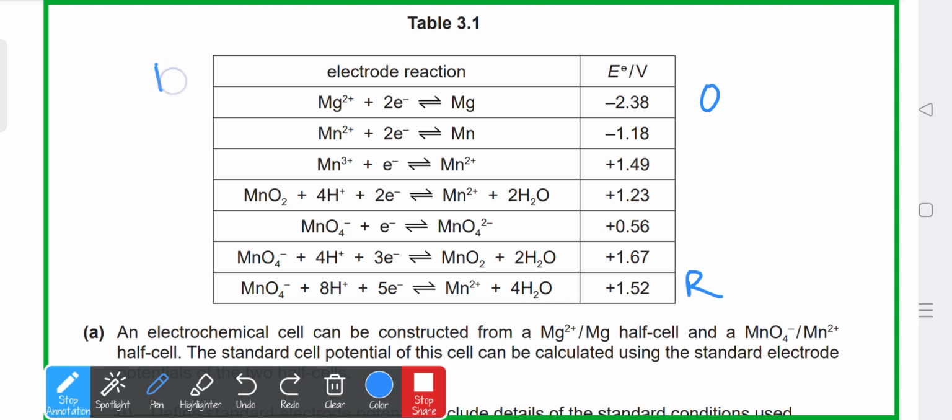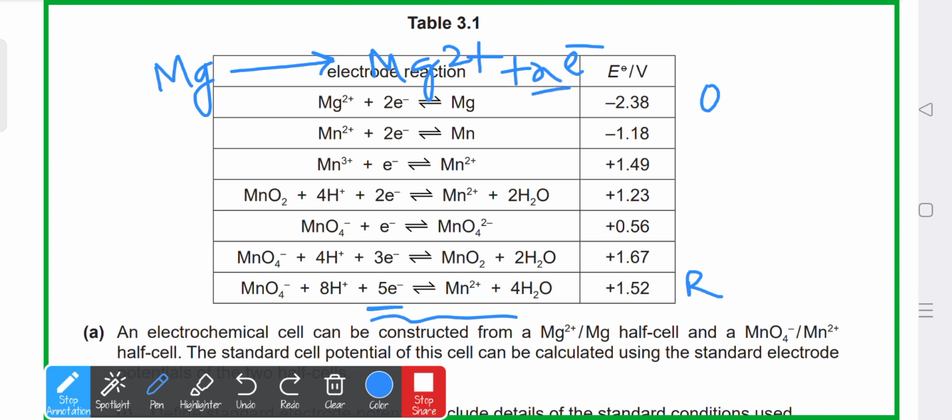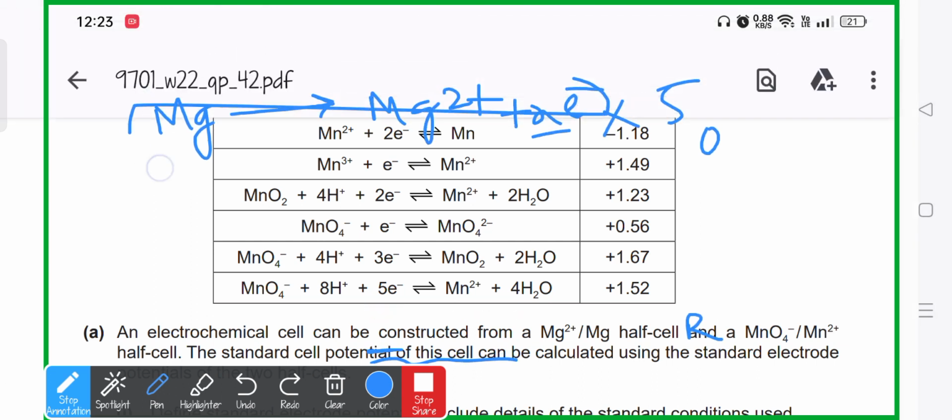It will become Mg losing 2 electrons and forming Mg2+ plus 2 electrons. This is the equation that I'm going to use, and the other equation will remain the same because it's the reduction equation. The next thing is that you always have to balance out your electrons. In both equations, there should be equal electrons. We have 5 here, but in this equation, we have only 2 electrons. So we can multiply the above equation, the whole equation, with 5, and we can multiply the reduction equation with 2. After multiplying, we are going to get these two equations.